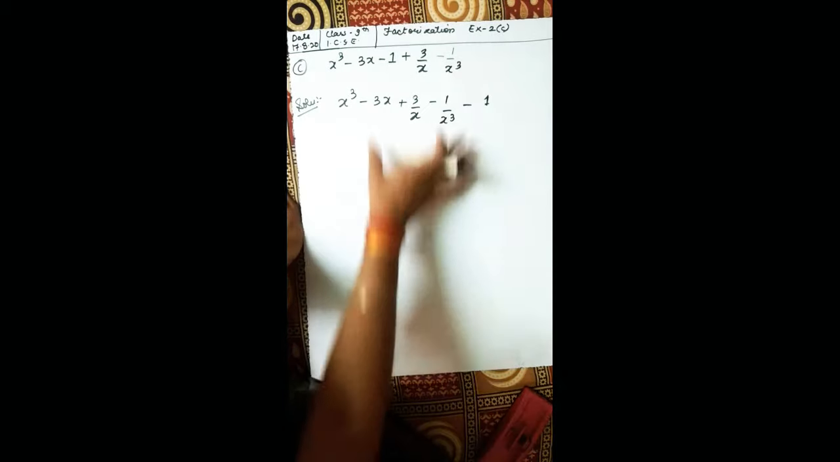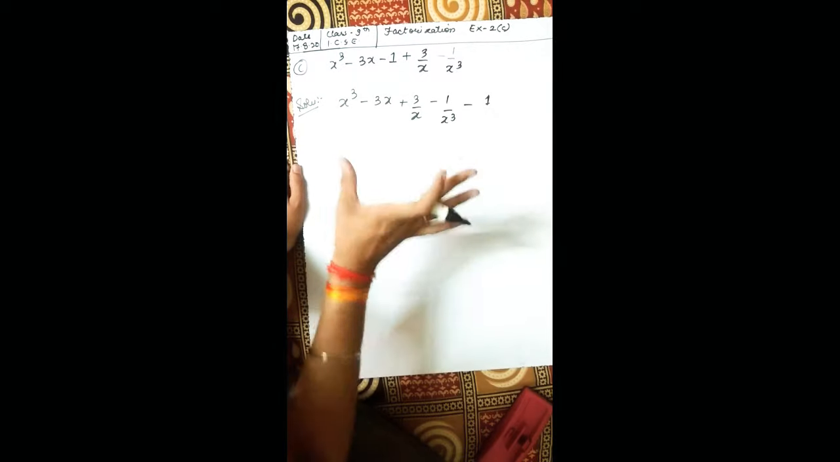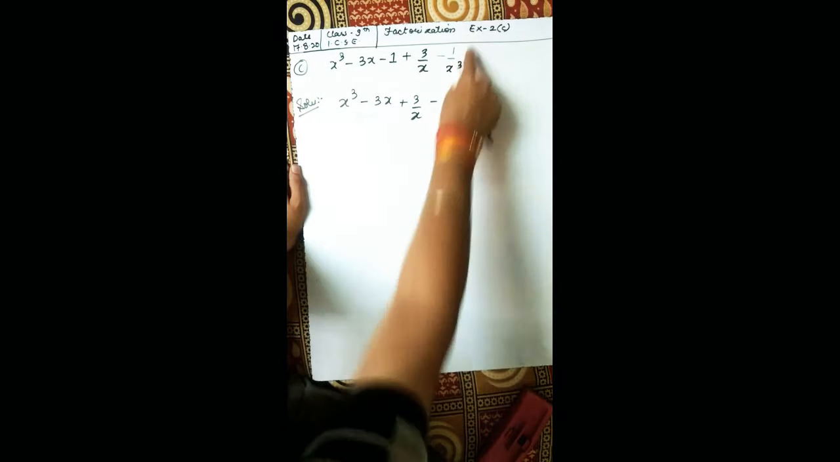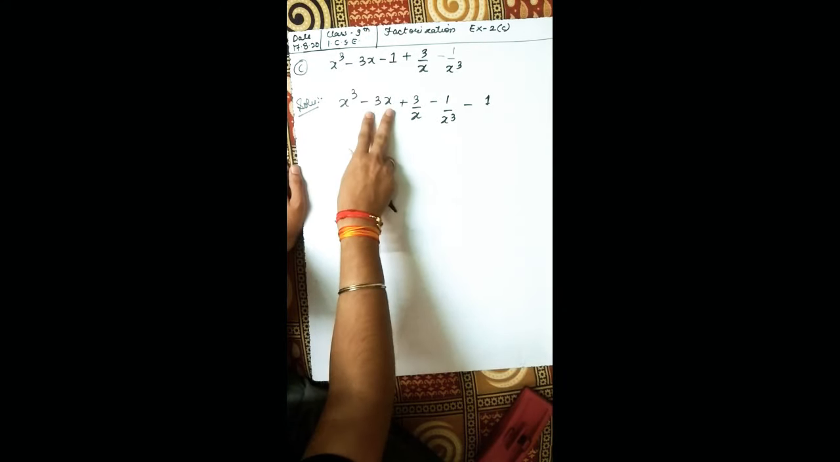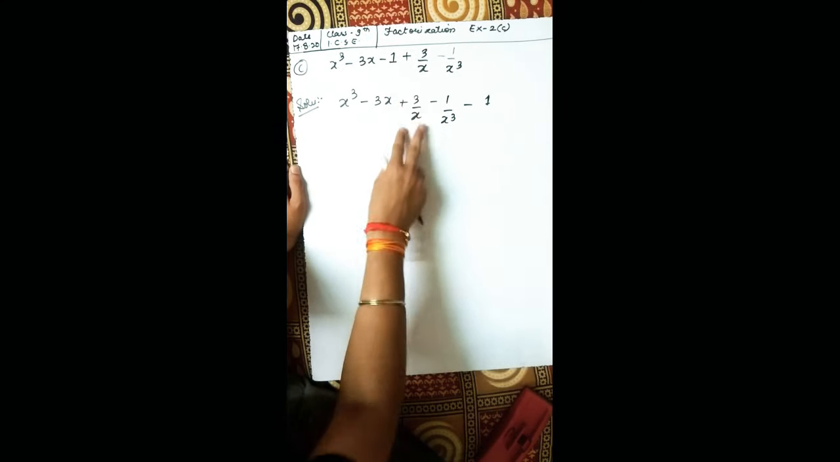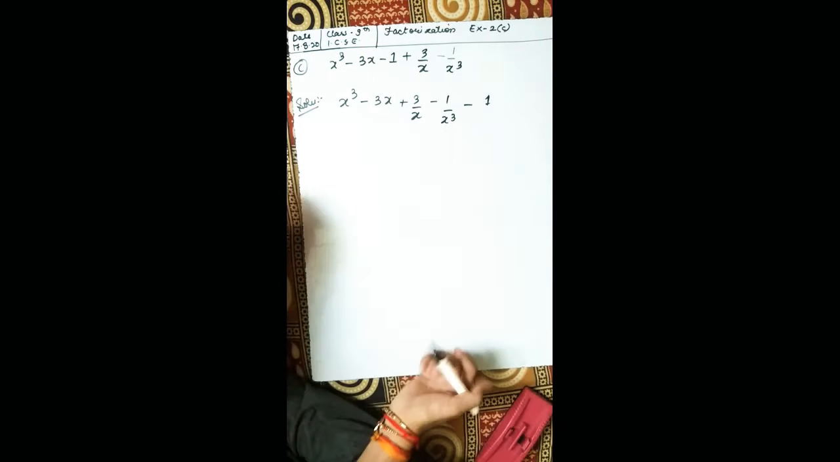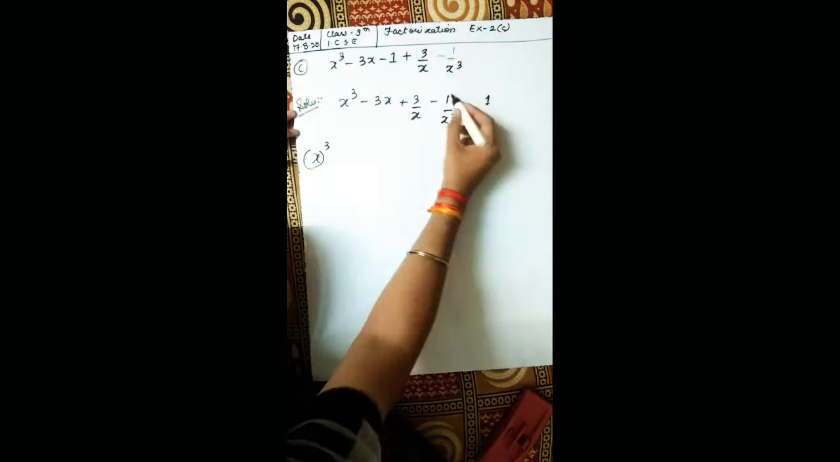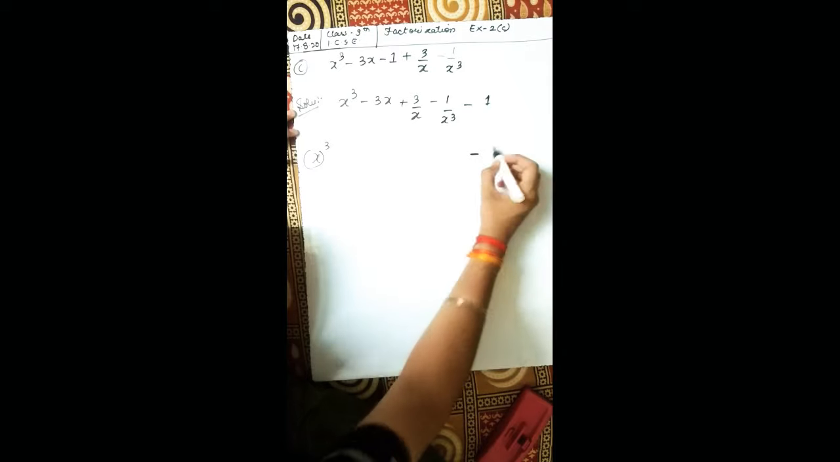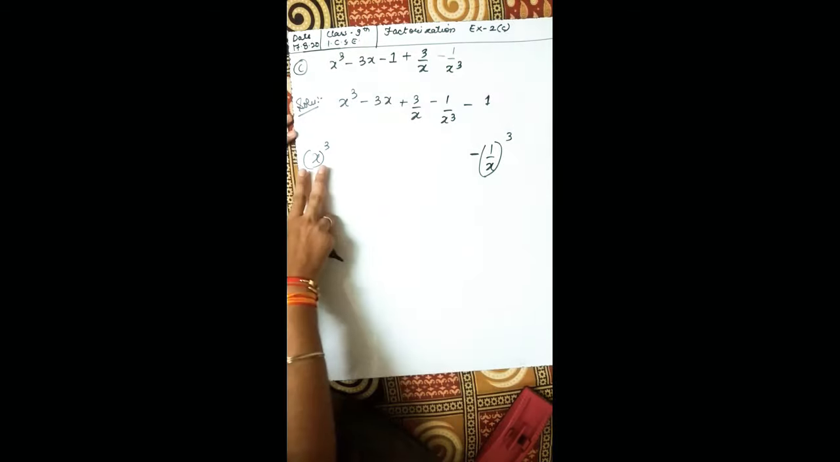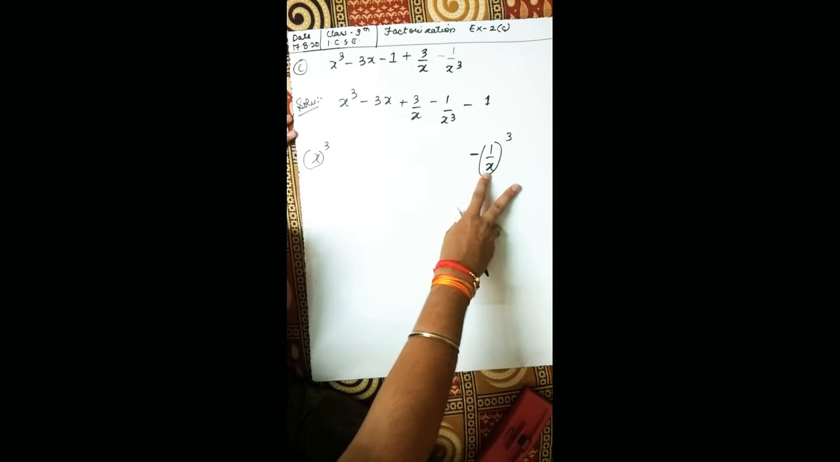So what we are doing for that, I'm trying to arrange the expression. This was the question: this is x cube and minus 1 upon x cube, minus 3x I have written here, plus 3 upon x, and minus 1 I have written at the last. Now I'm writing this x cube as x the whole cube and 1 upon x cube as 1 upon x the whole cube. So I can understand that my a is x, and b is 1 upon x.